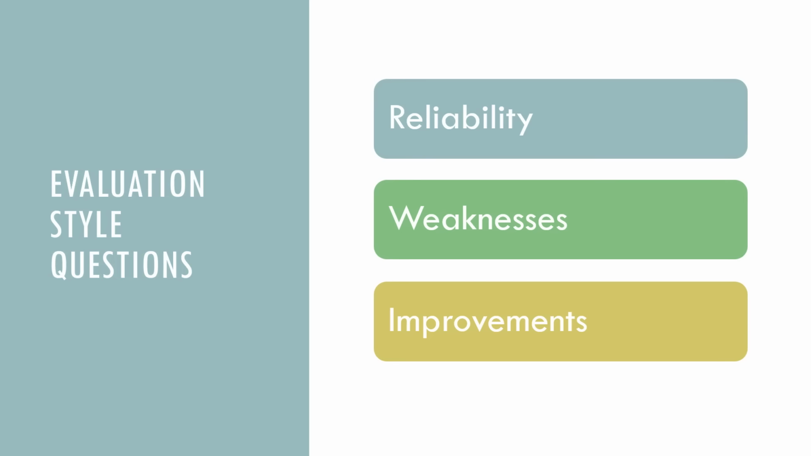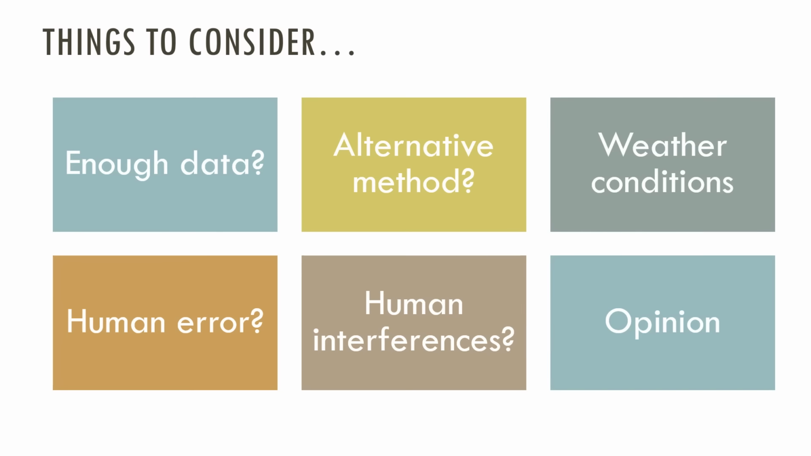I mentioned that there are some more evaluation style questions, where you look at the reliability, the weaknesses, and how you can improve. Like I said, I haven't really seen too many of these questions, but I've given you some. I've shown you as we've gone along the way with data collection methods. But these are the types of things to consider. Have you collected enough data? Is there an alternative method? Did weather conditions play a factor? Was there human error in collecting the data? Were there human interferences along the beach? And is what you're collecting an opinion? So obviously, if there's an opinion, people's opinions change. These are the types of things to consider when looking at the reliability of a method.